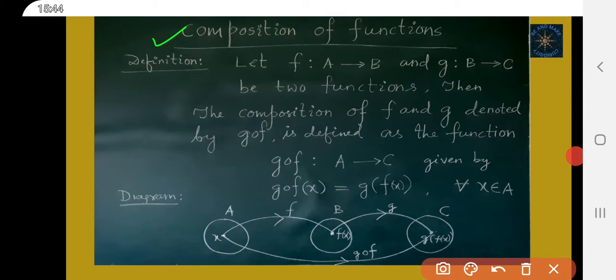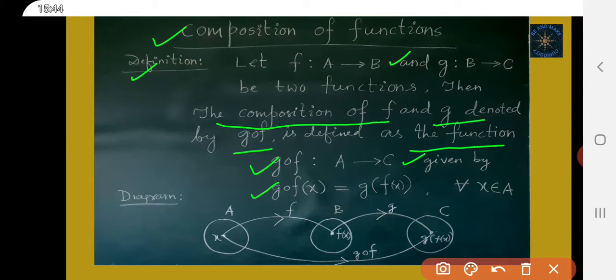Composition of function. Definition: let f be a function mapping from A to B and g be a function mapping from B to C. Then the composition of f and g, denoted by gof, g of f, is defined as the function gof mapping from set A to set C and is given by gof of x is equal to g of f of x for all values of x in set A.